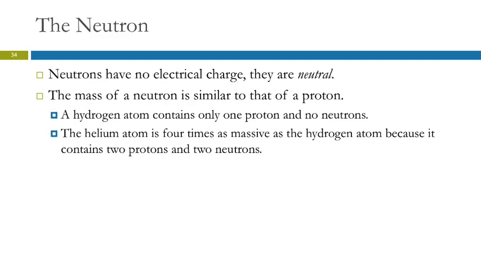The mass of the neutron is very similar to the mass of the proton. They are not exactly the same, but for our purposes, we can consider them to have the same mass. So the hydrogen atom has 1 proton and no neutrons. The helium atom, being 4 times as massive, has 4 times the mass because it has 2 protons and 2 neutrons. So that's a total of 4 massive particles compared to 1 massive particle for the hydrogen atom.